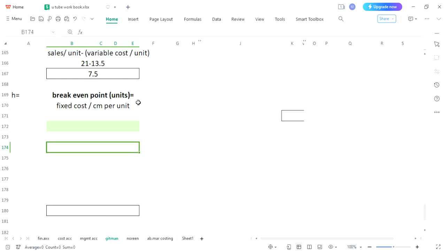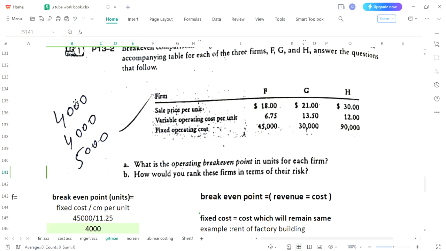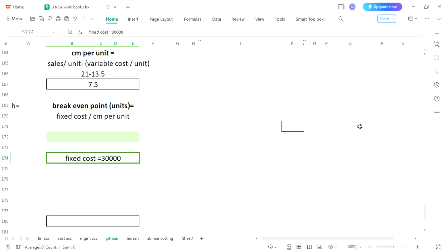For this, what we need is fixed cost. First we will go to the question and we'll seek fixed cost for H firm. Again, Excel had taken it. Fixed cost for H firm is 90,000. So let's put 90,000 over here. This is H firm.